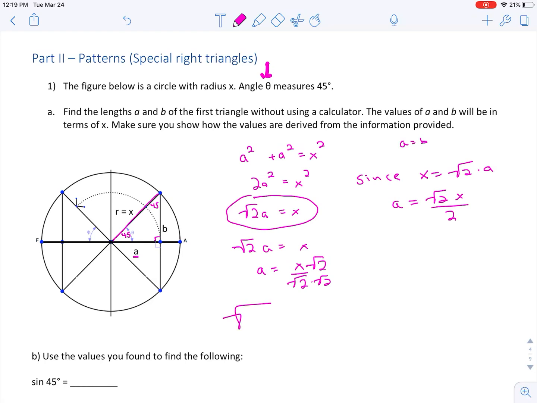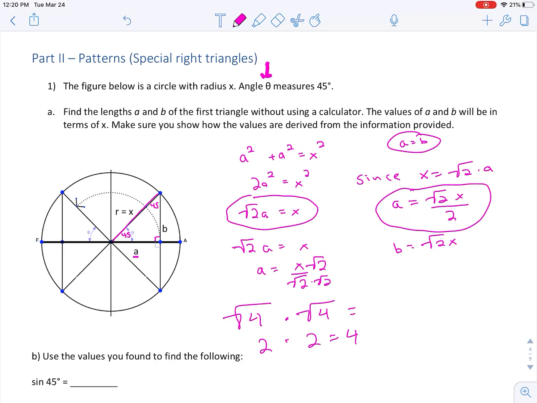That's weird for people, but think: what's the square root of 4 times the square root of 4? By this rule, we know that it's already 4, but let's just do it. The square root of 4 is 2, the square root of 4 is 2, and 2 times 2 is 4. So that's why the square root of 2 times the square root of 2 was equal to 2. And now we have an expression equal to a, and an expression equal to x. We could also say that we have b, because we stated up here that a is equal to b, so b is also equal to the square root of 2 times x over 2.